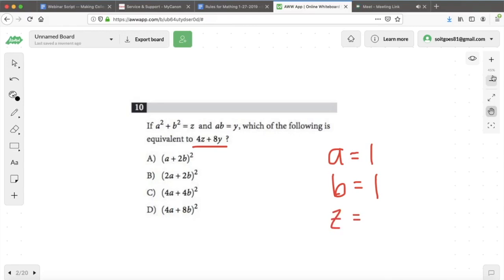Z is going to be 2, right? Because you get 1 squared, which is 1, and b squared, which is also 1. 1 plus 1 is 2. And then what is y going to equal when a is 1 and b is 1? Y is just good old 1, because 1 times 1 is 1. Any questions about that, or does that make sense why we know z is 2 and y is 1 when a is 1 and b is 1? Does that make sense, yes or no?